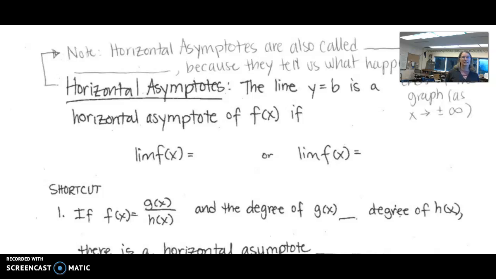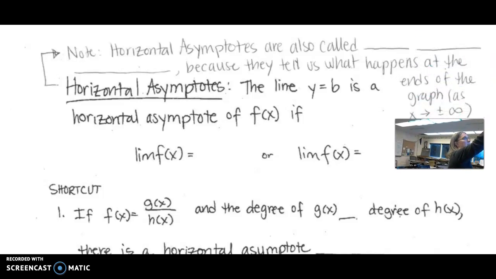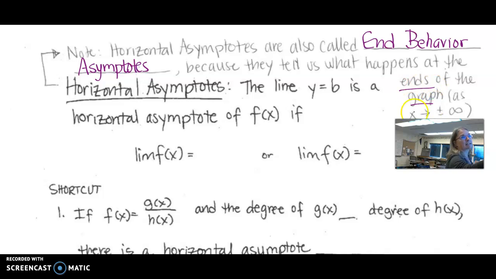All right, so in this video we are going to cover how to determine your horizontal asymptotes of a rational function. Horizontal asymptotes are also called end behavior asymptotes because they tell us what happens at the ends of the graph as x approaches positive infinity or negative infinity. So way out far in either direction, what's going on with the graph.